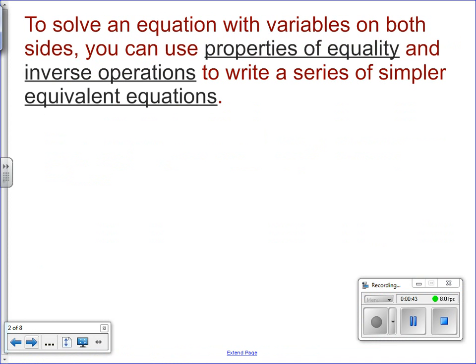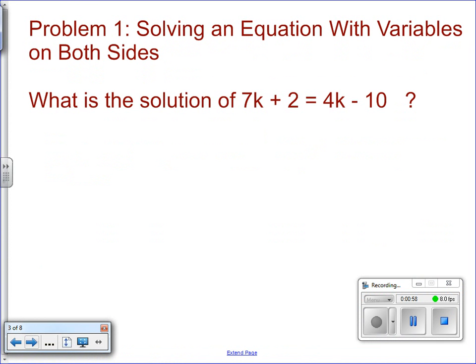To solve an equation with variables on both sides, you can use properties of equality and inverse operations to write a series of simpler equivalent equations. Problem 1. Solving an equation with variables on both sides. What is the solution of 7k plus 2 equals 4k minus 10?